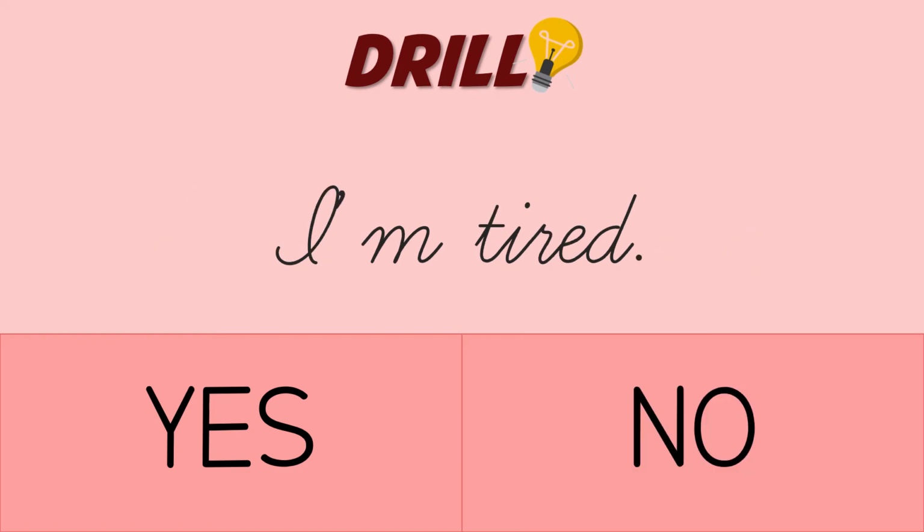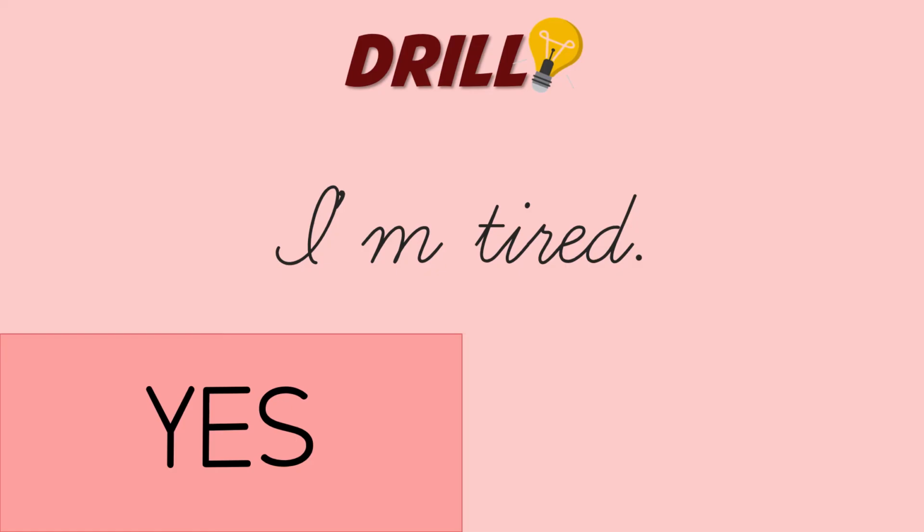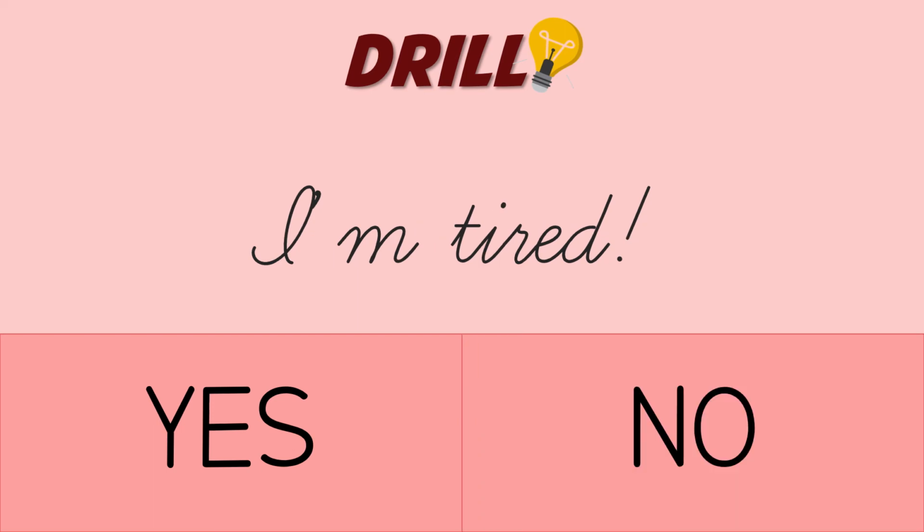Next item, I'm tired. Do you think it's declarative? Yes or no? If your answer is yes, you got it correctly. This is simply stating that one is tired, hence, I, the subject, and the predicate, am tired. And then the most obvious clue is the period at the end of the sentence. Let's proceed to our last item.